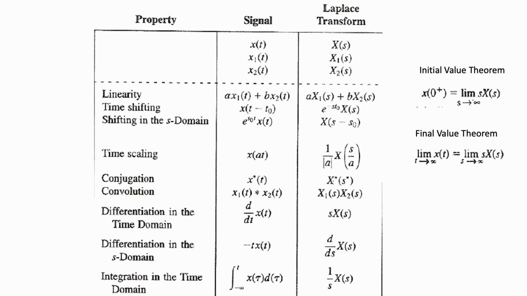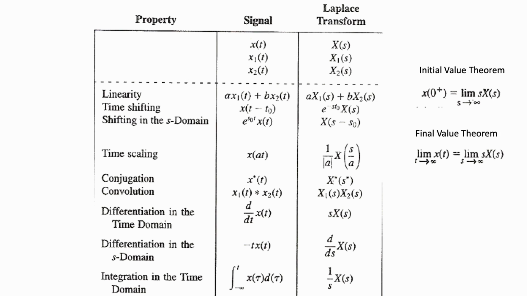Now we can see the properties of the Laplace transform. The properties are: first, the linearity property, time shifting property, shifting in the S domain or frequency shifting, time scaling, conjugation, convolution, differentiation in the time domain, differentiation in the frequency domain or S domain, integration in the time domain, initial value theorem and final value theorem. Here all the properties we are going to see in detail with their proofs. The statements are given here.